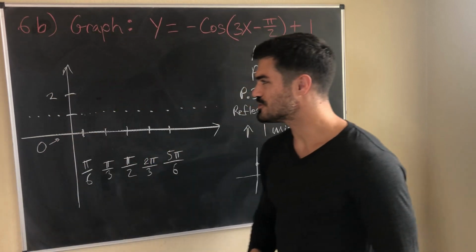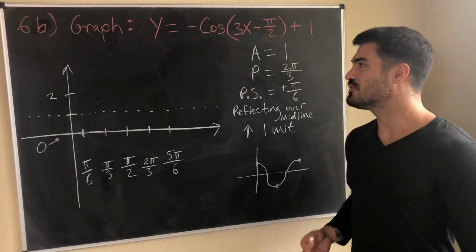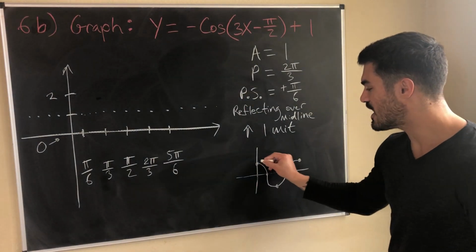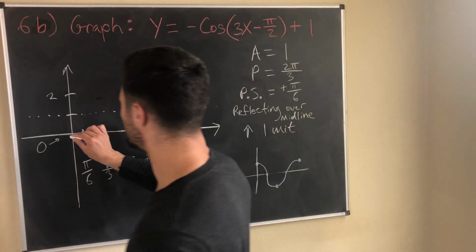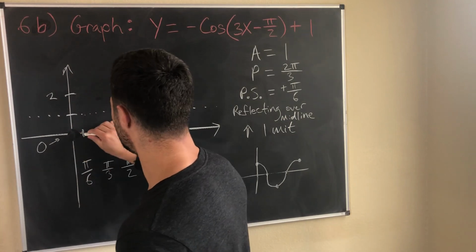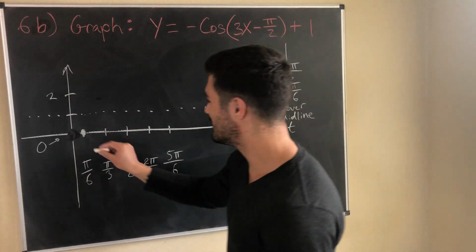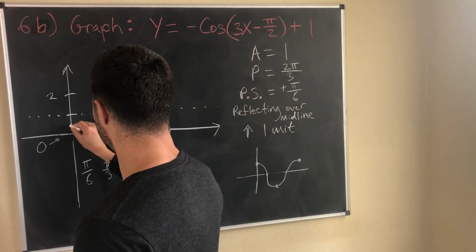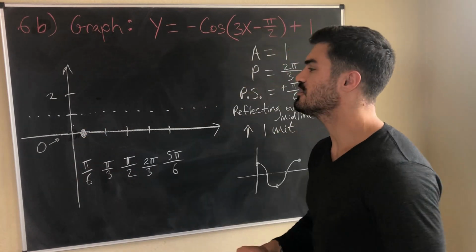That's 0, of course. But we have this reflection, which means that instead of starting at our maximum, we're going to reflect over this midline, and we're going to start at the minimum. So our first point is actually here. Well, not there at 0, 0. Here at pi over 6, 0. Sorry about that. Almost made a big boo-boo. Pi over 6, 0. So we're starting here, okay?